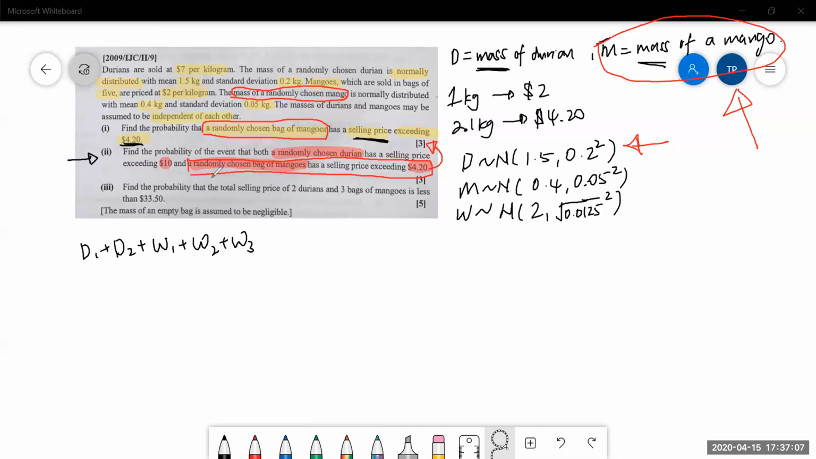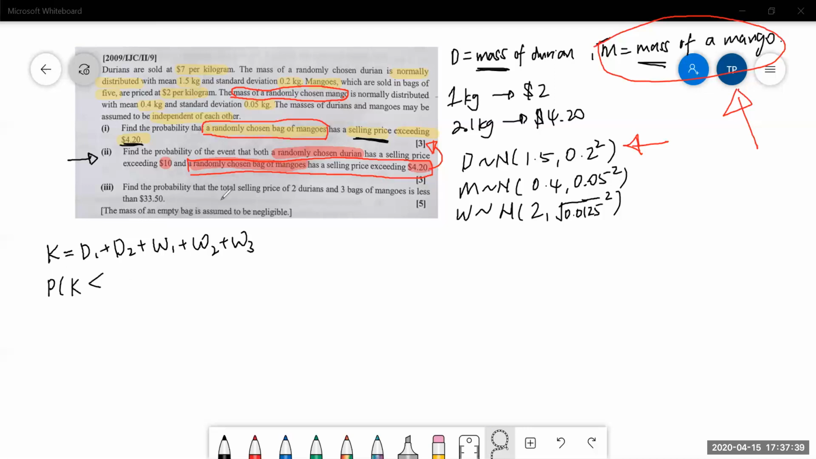So now, the probability that the total selling price of 2 durians and 3 bags of mangoes is less than $33.50. So over here, we are going to redefine this new random variable, let's say, maybe use my name, Math with Kenny. So use K. So K is equal to D1 plus D2 plus W1 plus W2 plus W3. So over here, we want to find the probability of K to be less than $33.50.